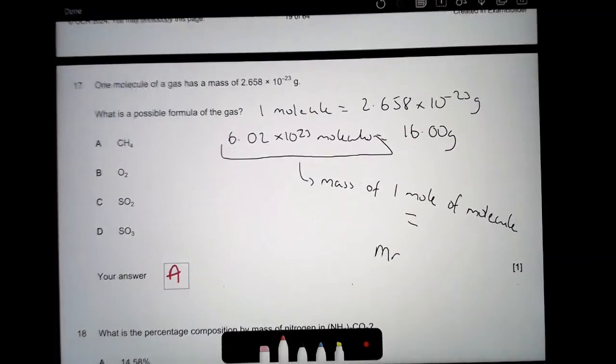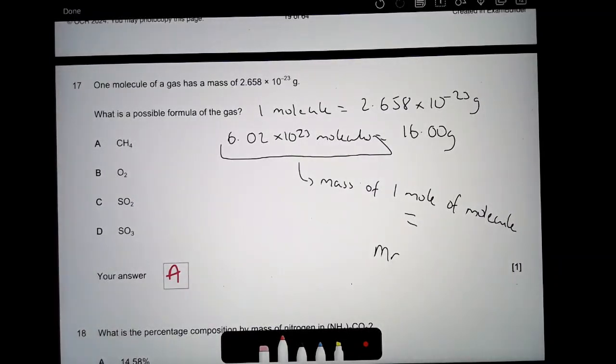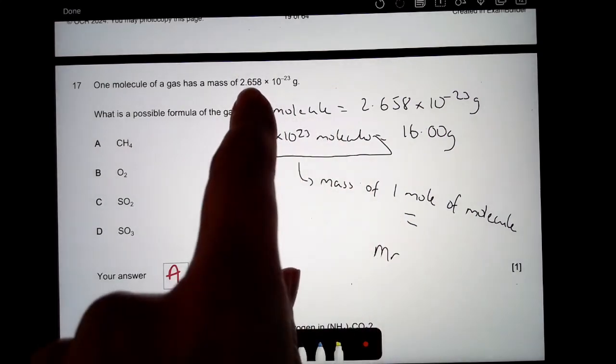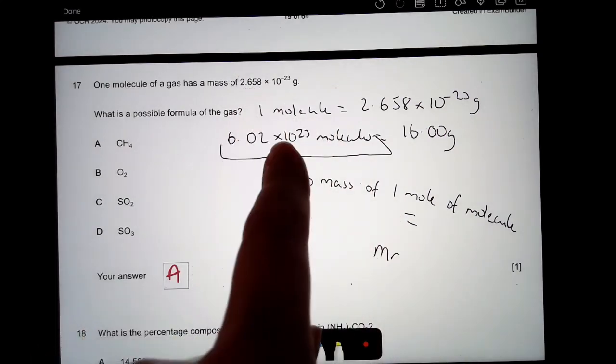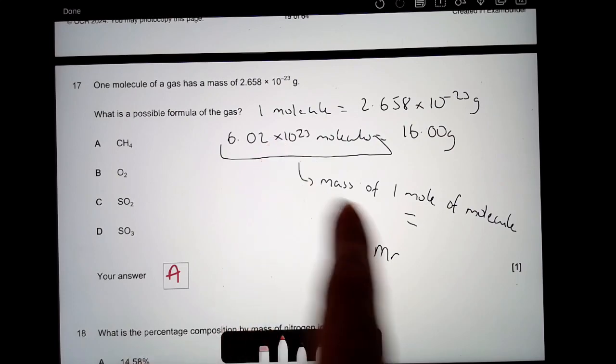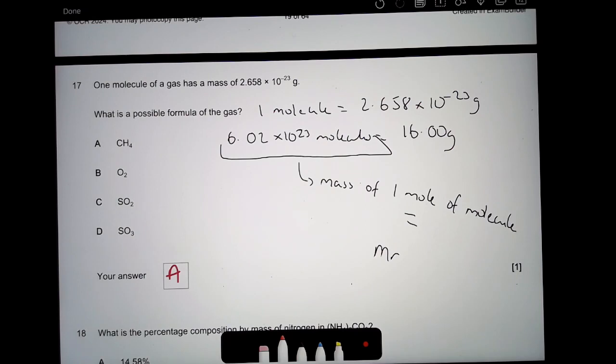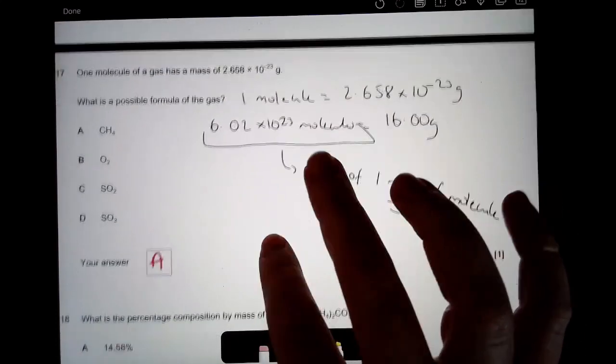Okay, so formula mass is the mass in grams of 1 mole of a substance. And if I times the mass of 1 molecule by Avogadro's constant, I'm working out the mass of 1 mole of that molecule, and that equals formula mass. And then once I know the formula mass, I just need to see which one has the correct formula mass. So that's all I was asked to do for this particular section.